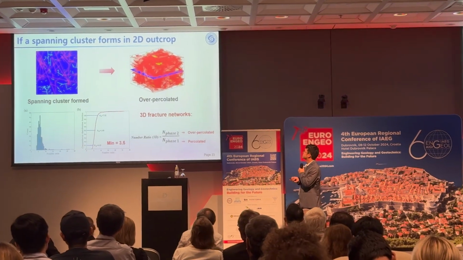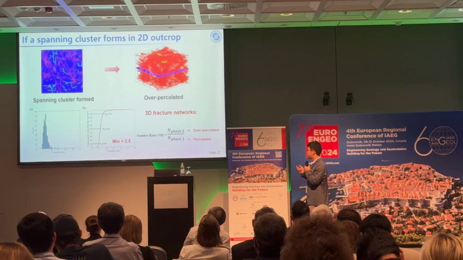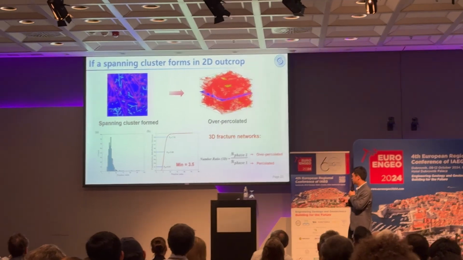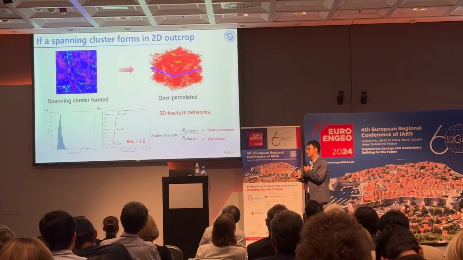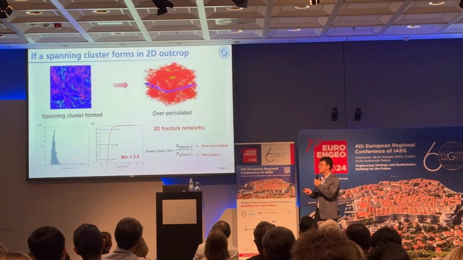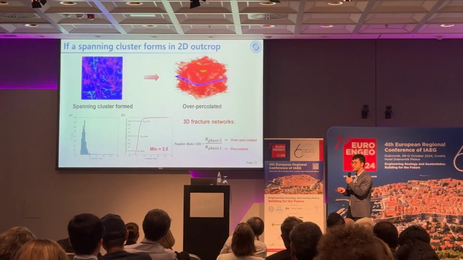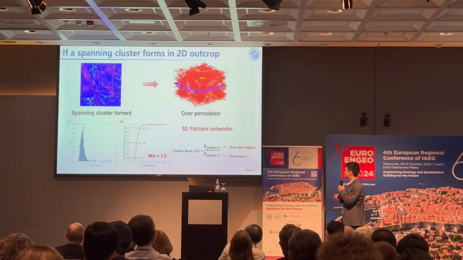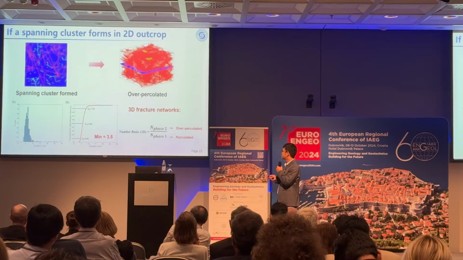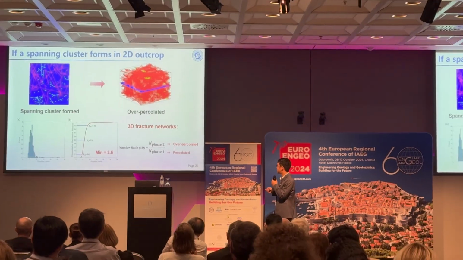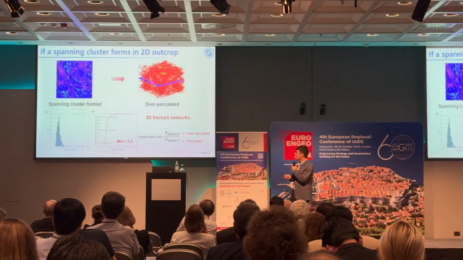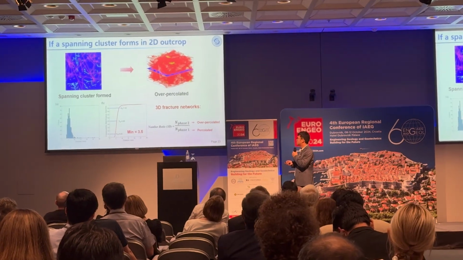And for the second phase, where the spanning cluster already forms in 2D outcrops, like this one, this is what we observed in most outcrop images. Then the corresponding 3D fracture networks will be overpopulated, which means the fracture intensity is much higher than the fracture intensity required to form the spanning cluster. We also use the number ratio to indicate how high the fracture intensity will be. So this is the number ratio, which is the ratio between the number of 3D fractures at phase 2, overpopulated status, and phase 1, populated status. And for these 440 cases we consider, we find that the minimum number is 3.5.